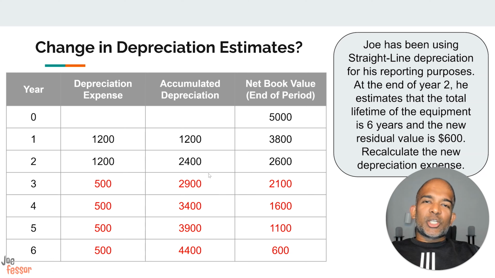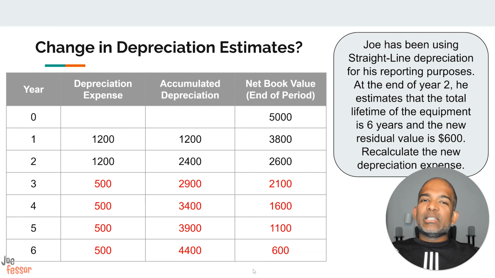The accumulated depreciation we carry on as before. So 2,400 plus 500 is 2,900. And the new net book value is $2,100, which is 2,600 minus 500. We carry on the same process using $500 for the remaining 4 years. That would result in a final net book value at the end of year 6 of $600.